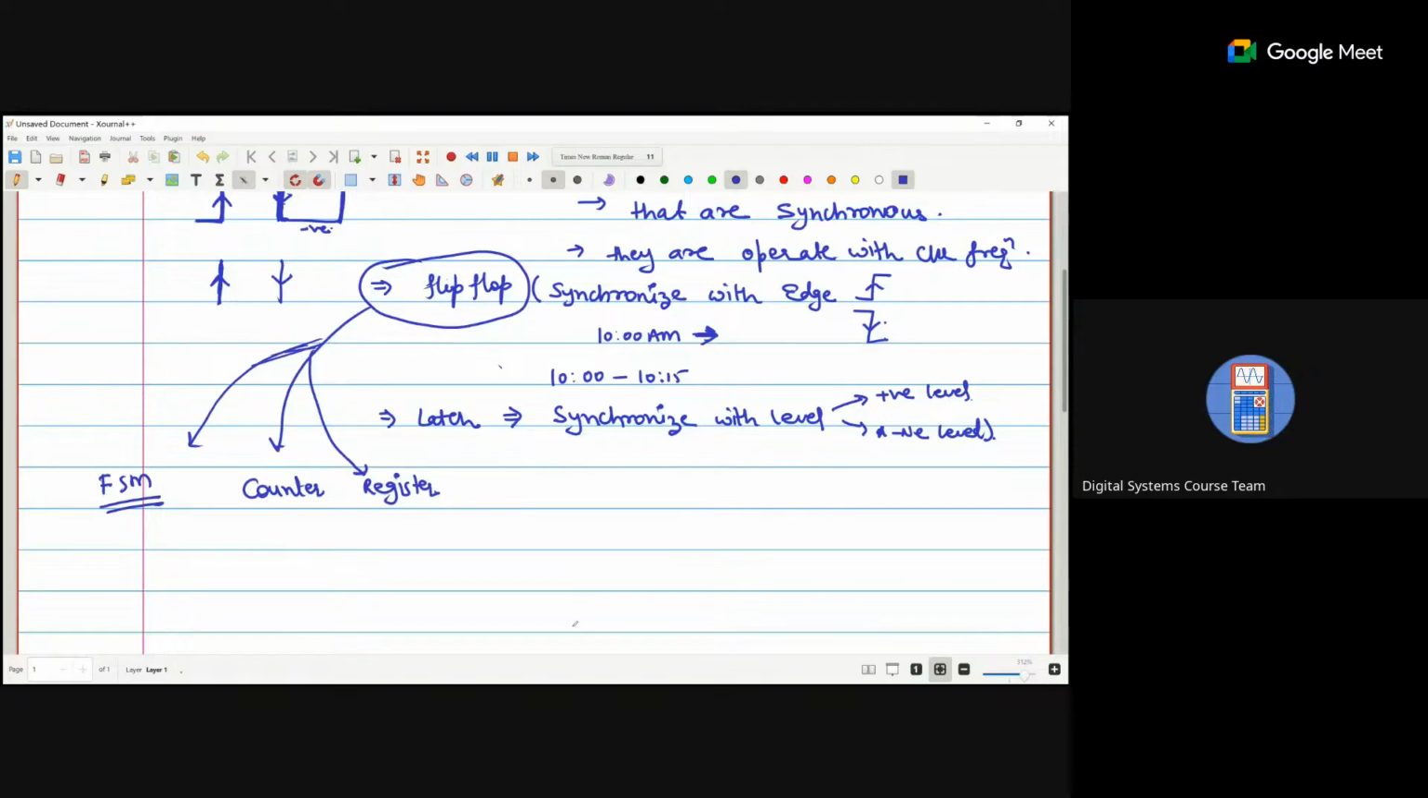Okay, so we start with the latch, then go to the flip-flop, then register and counter. After that we go to the FSM. So this is the complete structure from week 9 to week 12. In the initial week 9 we start with the latch.